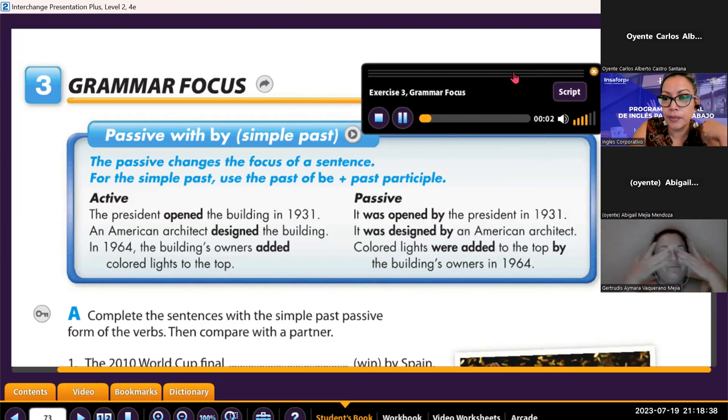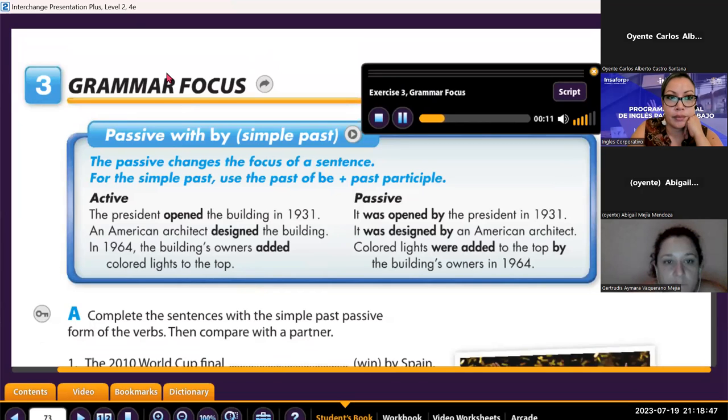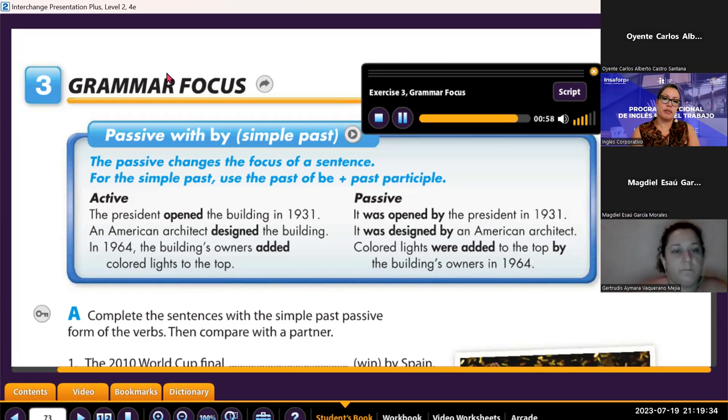Page 73, Exercise 3, Grammar Focus. Passive with by, simple past. The passive changes the focus of a sentence. For the simple past, use the past of be plus past participle. Active. The president opened the building in 1931. Passive. It was opened by the president in 1931. Active. An American architect designed the building. Passive. It was designed by an American architect. Active. In 1964, the building's owners added colored lights to the top. Passive. Colored lights were added to the top by the building's owners in 1964.